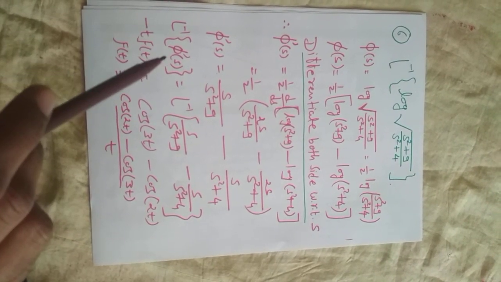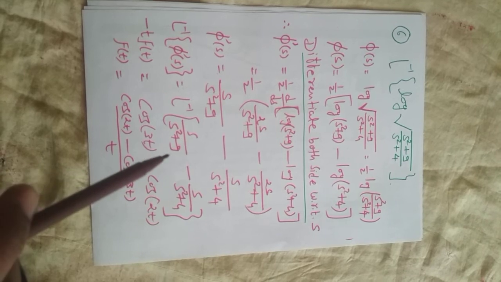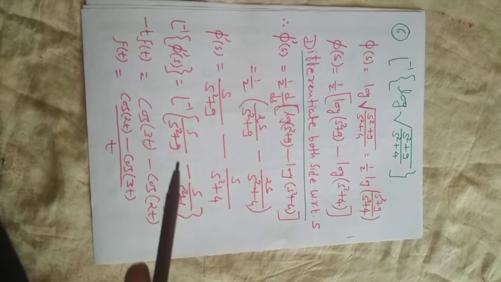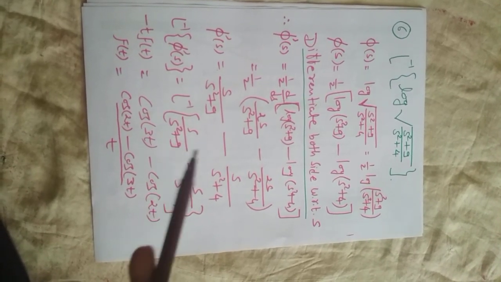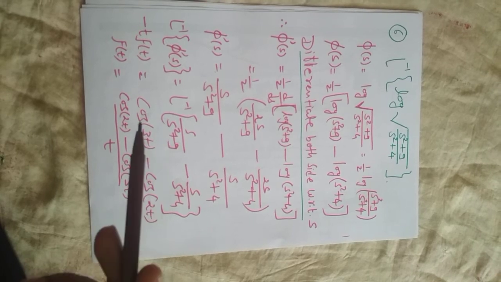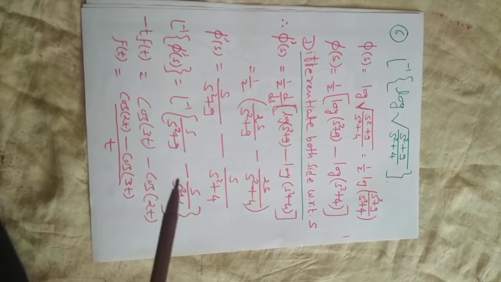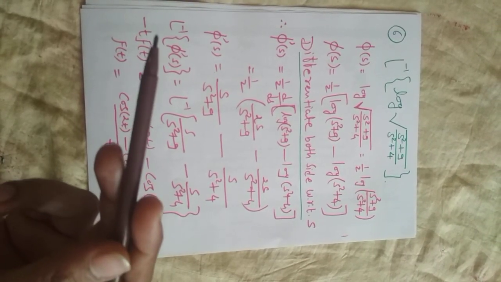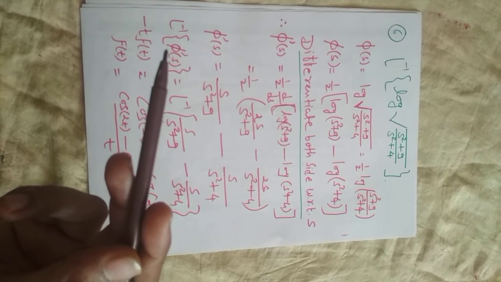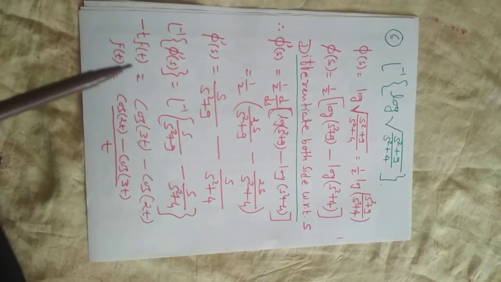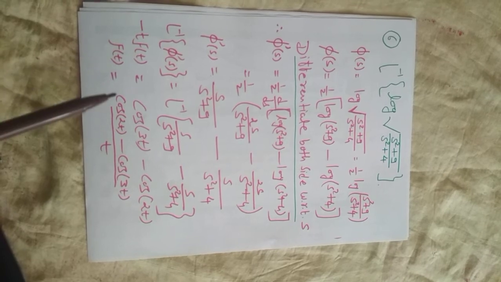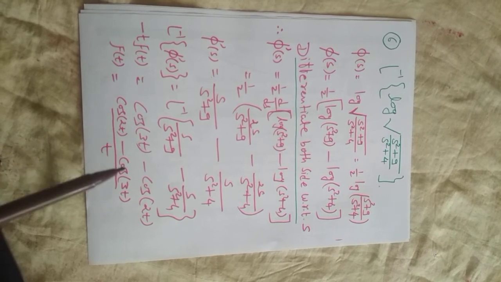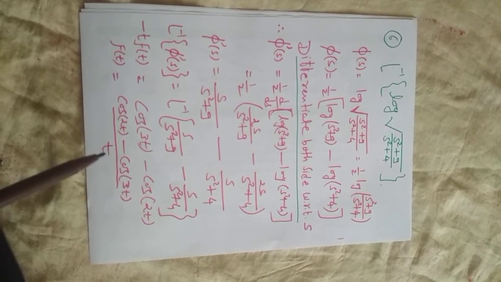L inverse of phi dash s equals L inverse of s upon s square plus 9 minus s upon s square plus 4. In this case, we know both inverse Laplaces. The inverse Laplace of s upon s square plus 9 is cos 3t, and the inverse Laplace of s upon s square plus 4 is cos 2t. And this side is the inverse Laplace of the derivative of phi of s, so it will be minus t f(t). So finally divide by t. After dividing by minus t, we get f(t) equals (cos 2t minus cos 3t) upon t.